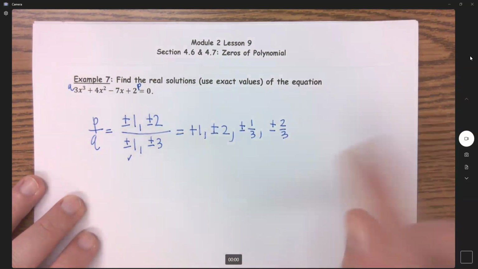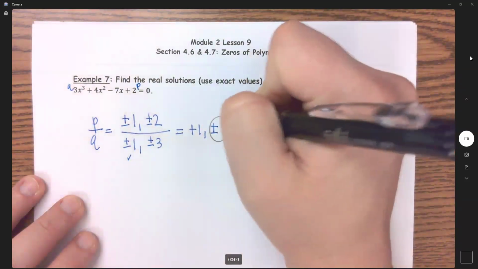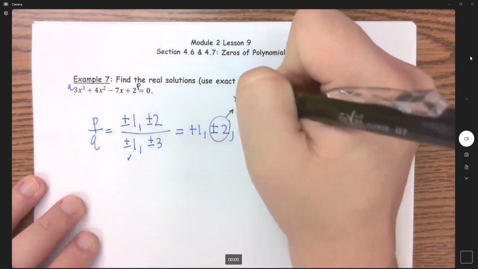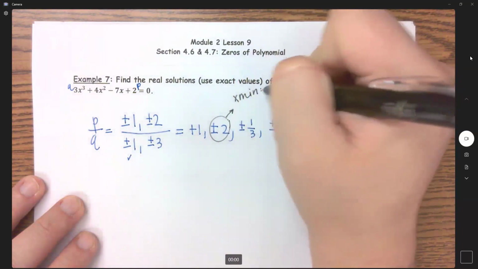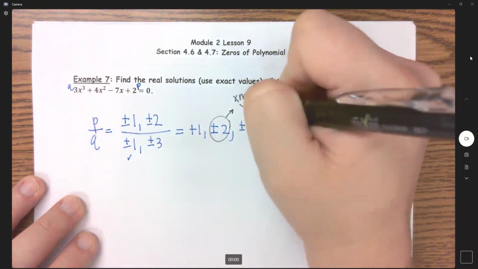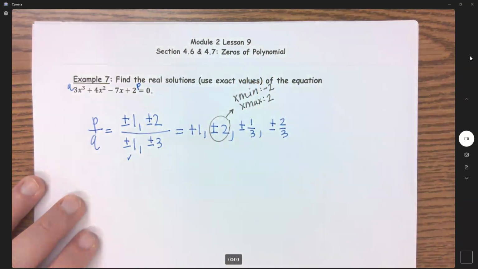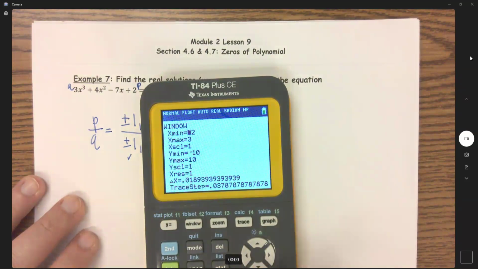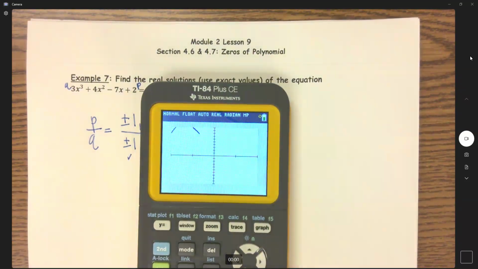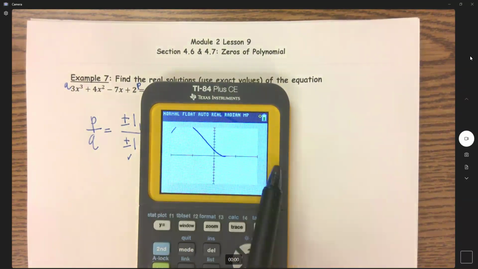The biggest numbers I have here are this plus or minus 2. So my x min is -2. My x max is 2. So -2 to 2 and then graph. I don't really care how far up it goes. I'm just needing to know where it is crossing right here.